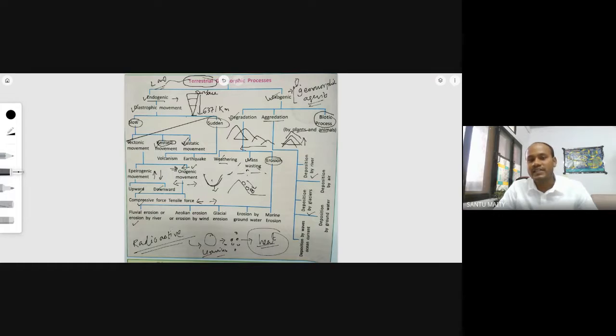So our objective in this chapter is to understand each and every geomorphic agent and geomorphic process mentioned here, and that we will discuss in our future sessions.